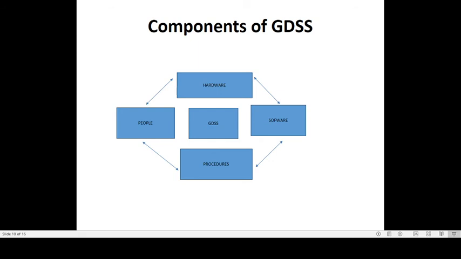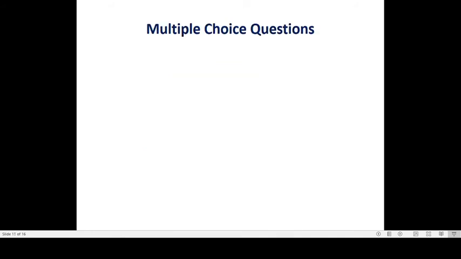In terms of people and process, group decision support system researchers have identified three main tasks involving different consecutive processes: brainstorming, exploring the course of action, and evaluating the situation. Let's see multiple choice questions on this particular topic.